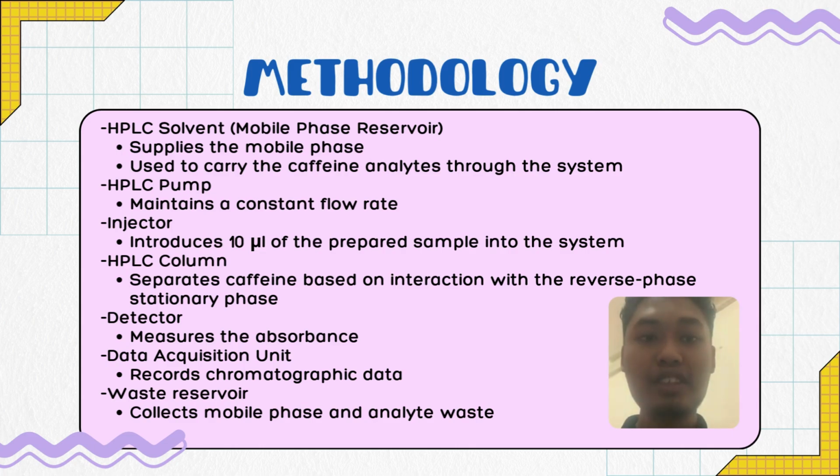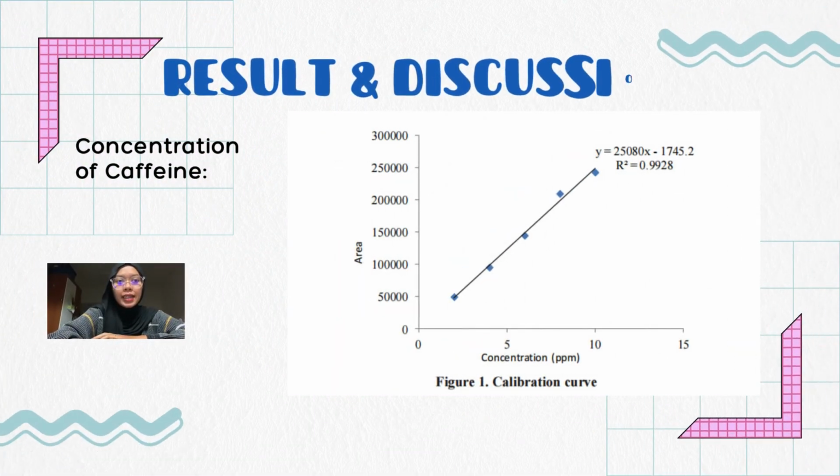The detector measures the absorbance of caffeine for peak detection. The data acquisition unit records chromatographic data, for example, peak areas and retention times for analysis. And the last component is the waste reservoir, to collect mobile phase and analyte waste after analysis. Next, I will present the results and discussion.